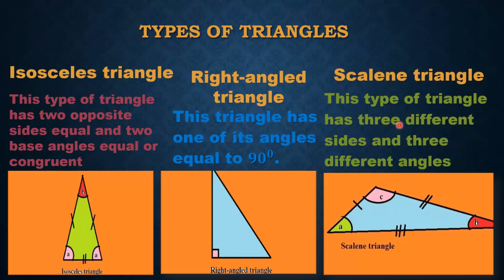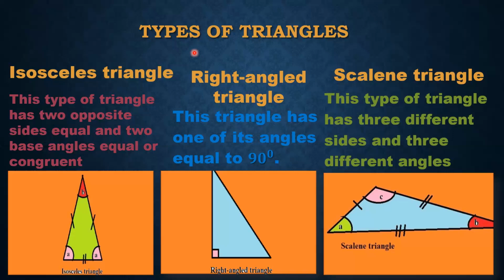That is three different sizes and three angles. So these are the types of triangles that we talk about. We discussed the equilateral triangle, in which all three sides and three angles are the same. And then we talked about isosceles. It has two opposite sides equal, and its two base angles are also equal.